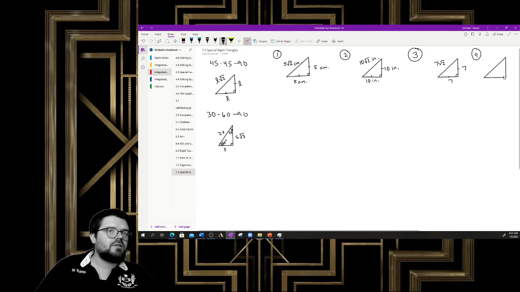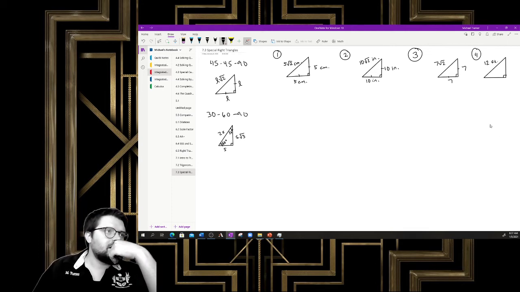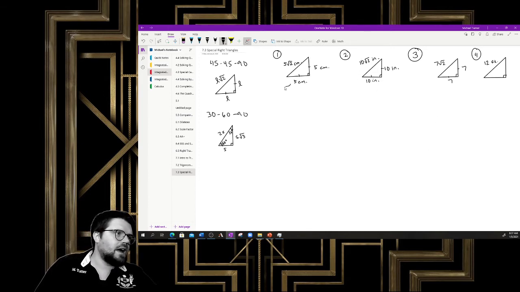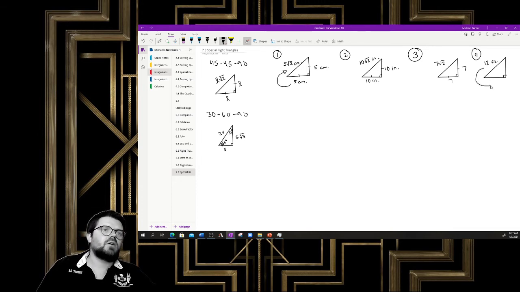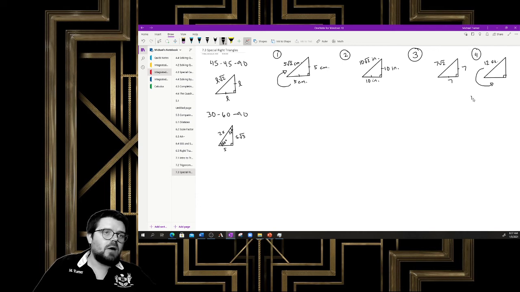So let's say I have 12 feet as the hypotenuse. Well, now I've got to do a little bit of arithmetic. In going from the leg to the hypotenuse, like in numbers 1, 2, and 3, I had to multiply by a radical 2. So if I'm trying to go the opposite direction, going from the hypotenuse to the leg, then I need to do the opposite. I need to divide by radical 2. So that would be 12 over the square root of 2.